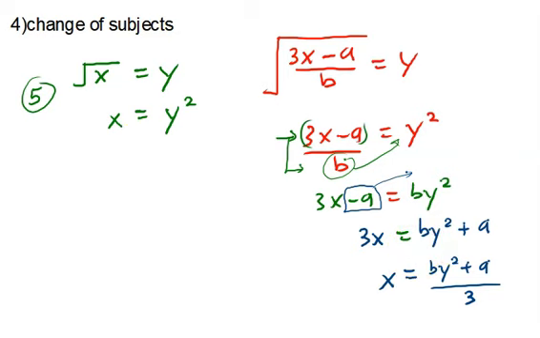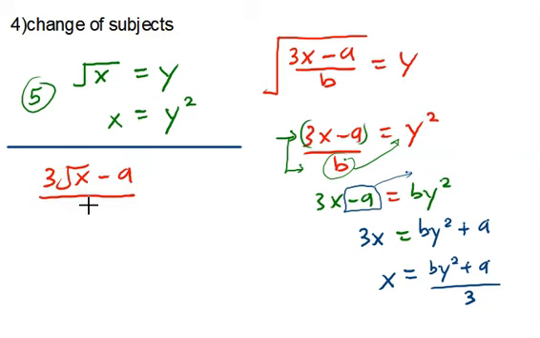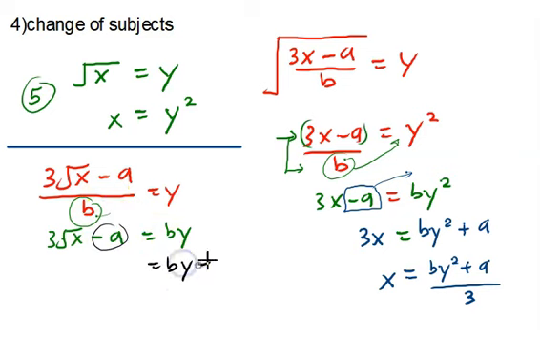Okay, now another example that I would like to give here is 3 square root of x minus a over b, and it's the same concept. Okay, so now there is no square root over here, so we move the b over here first. This is a divide, right? So it becomes bx. Now we have the minus a, so the minus a will move to the opposite side, it becomes plus a.